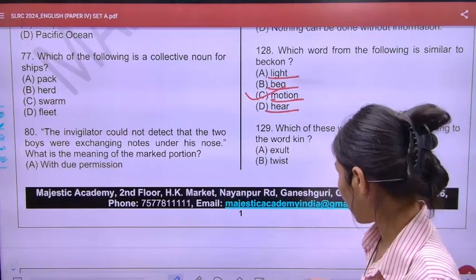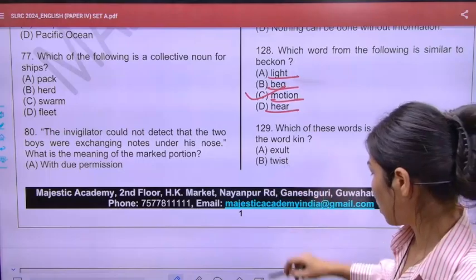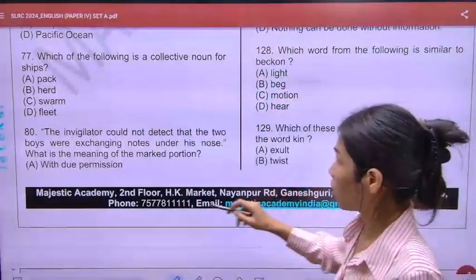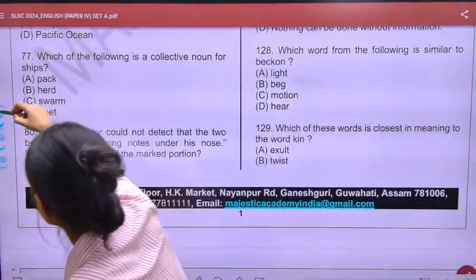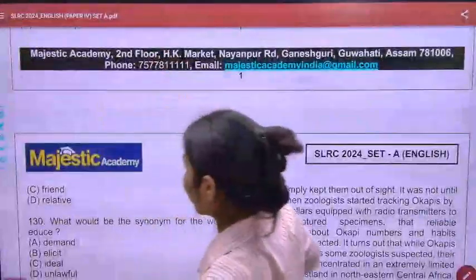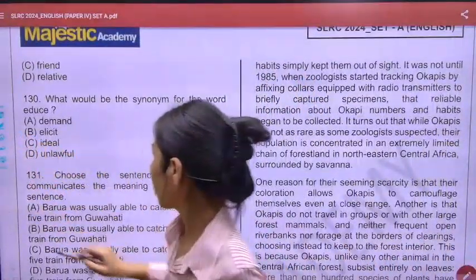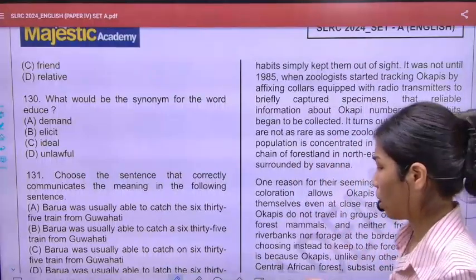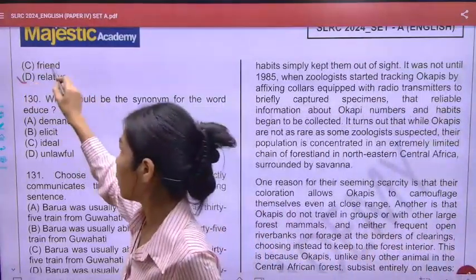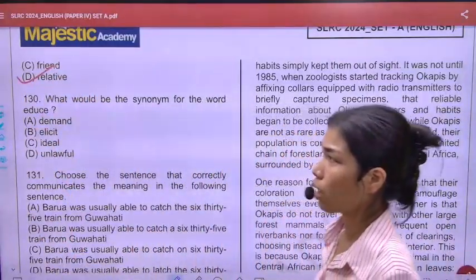Kin means some, and the options given are exalt, twist. Let's see the other options. Exalt, twist, and then we have options like friend and relative. Okay sir? So the mostly and commonly used word kin has the meaning relative. Okay sir? So option number D should be the answer.